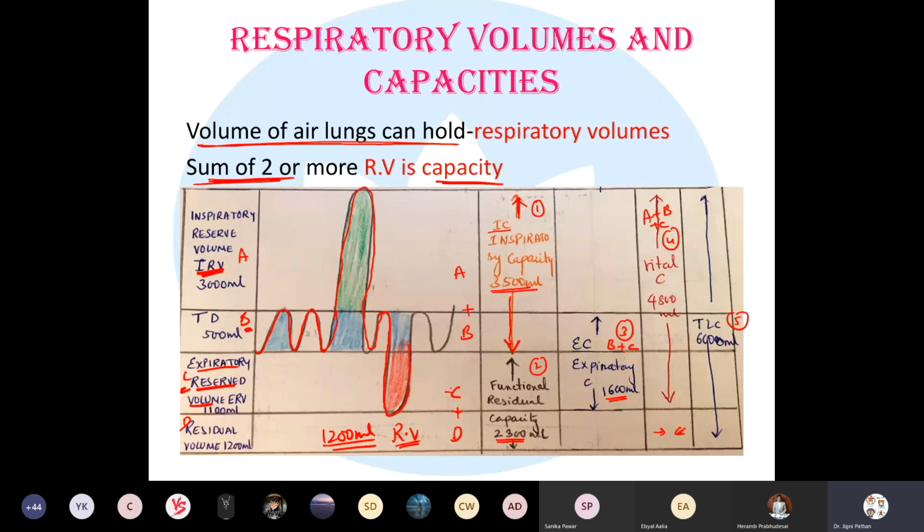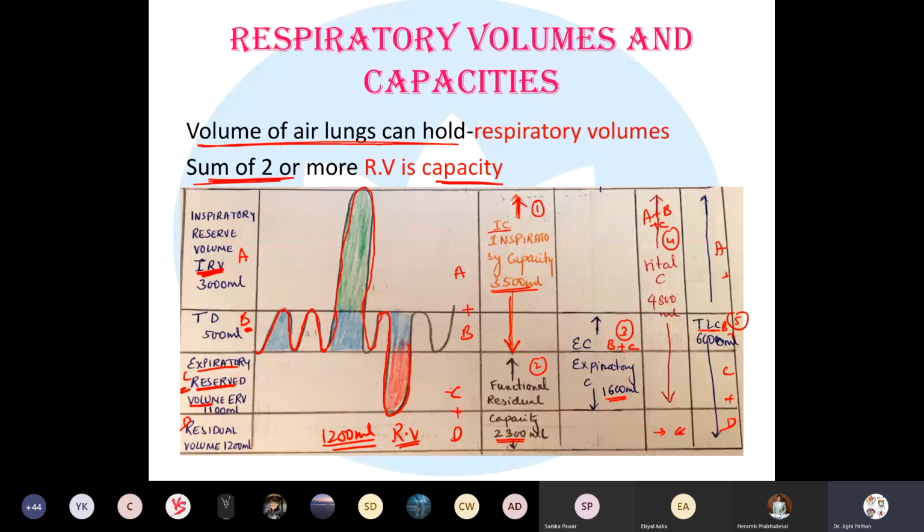Residual volume is not included in the vital capacity. For the living, vital means for the life. How much is required? A plus B plus C is required. Then, total lung capacity. What is the total lung capacity? A plus B plus C plus D. All this, when you add together, is the total lung capacity that your lungs can hold.